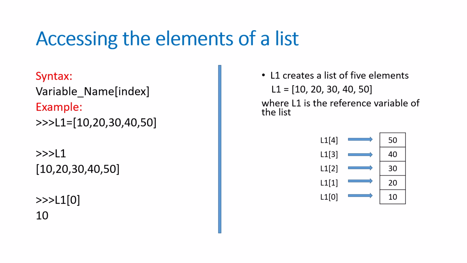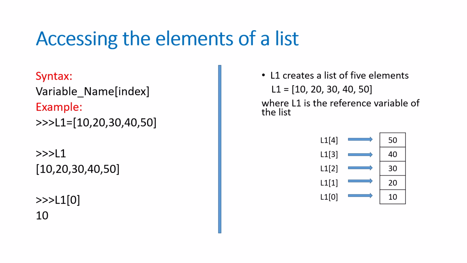Now the next topic is accessing the elements of a list. The syntax is, we specify the variable name, and in the square brackets we specify the index value. So here the example is, we create a list L1 equal to 10, 20, 30, 40, 50.